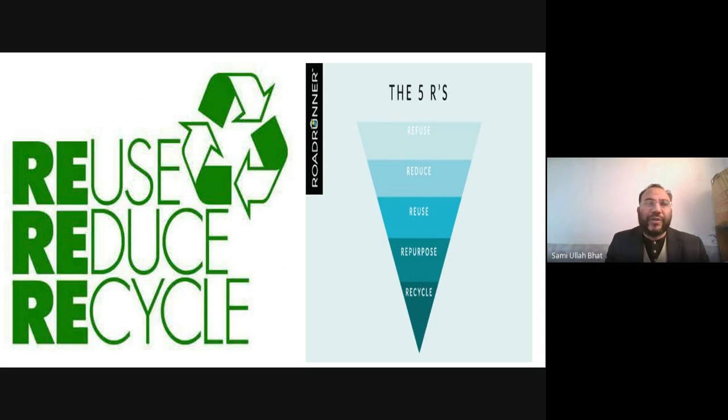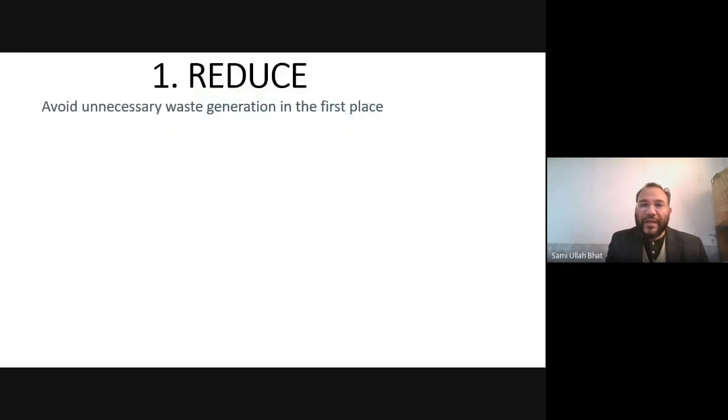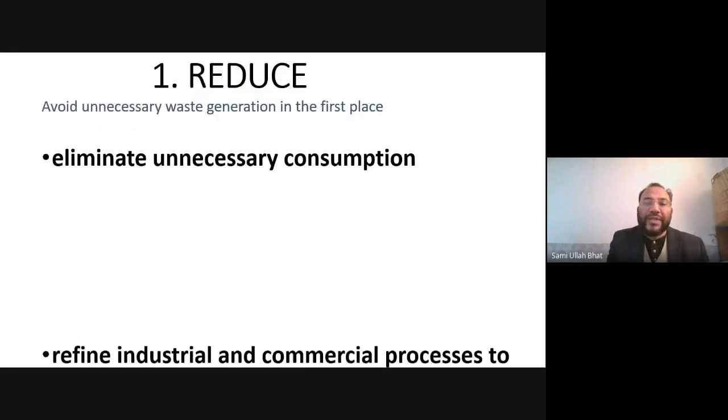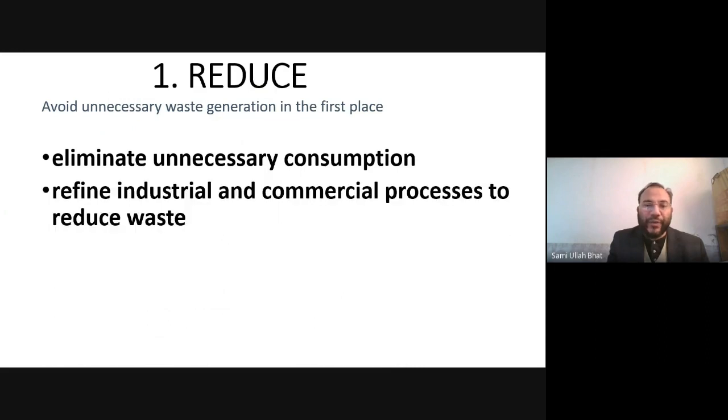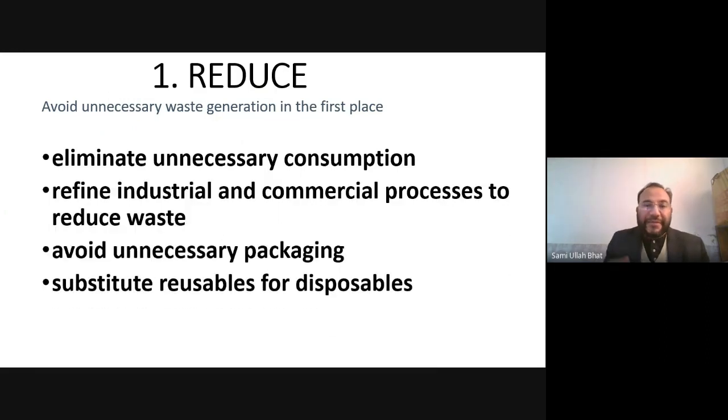Now let us go one by one to what we understand by the concept and principle of reduce. The reduction policy means you eliminate or reduce consumption, or eliminate unnecessary consumption. When we use the word unnecessary consumption, it may vary from one person to another. What is necessary for one person can be unnecessary for another. For example, I do not need a car right now, but a person from Europe needs a car.